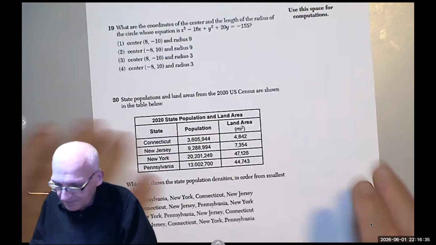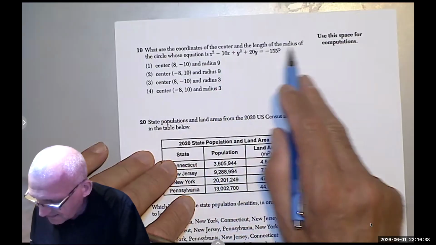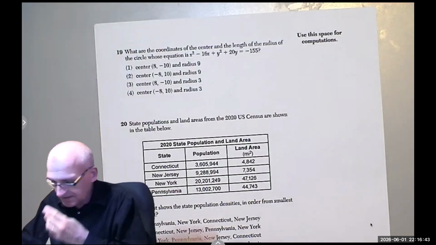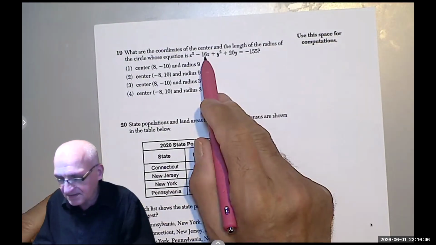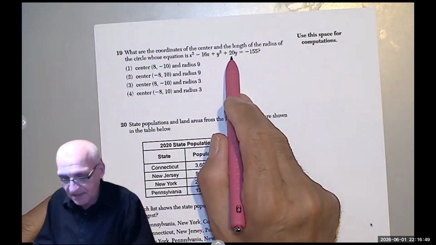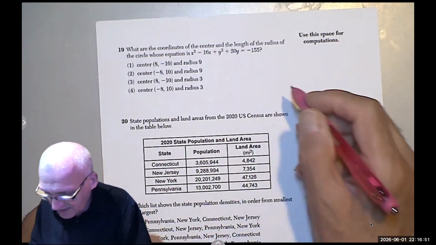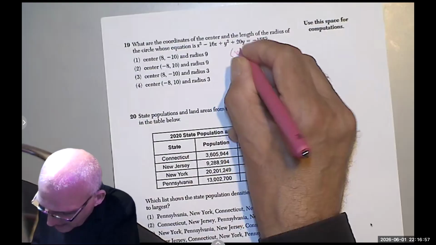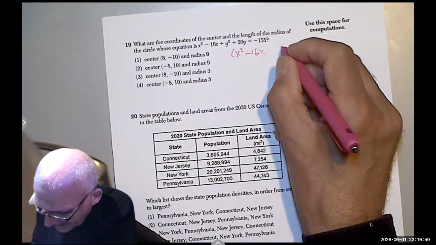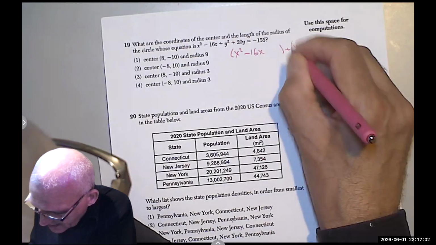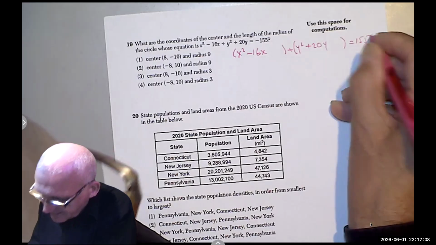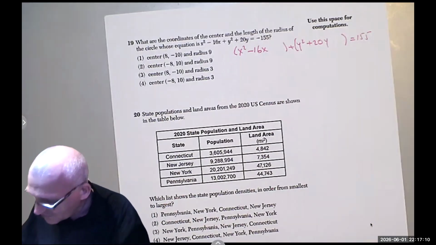Okay. 6 more. Number 19, what are the coordinates of the center and the length of the radius of this circle, completing the square? That's an easy one. Just by looking, I see that the center is at 8 and -10, right? So it would be either 1 or 3. Let's do it. So x squared minus 16x, I leave a blank, plus y squared plus 20y, I leave a blank, equals -155, I'm sorry.